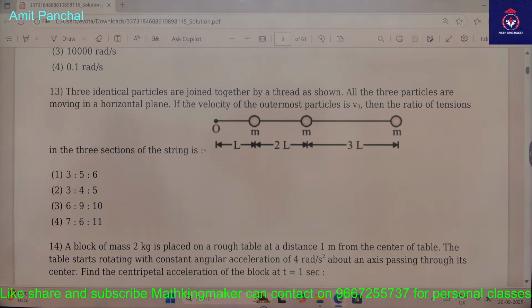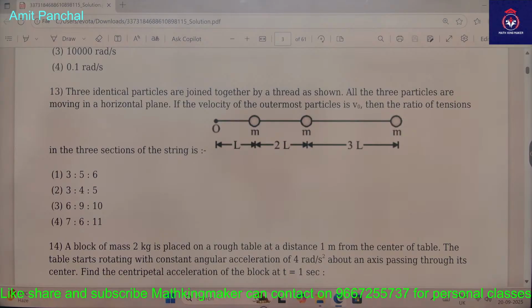Tension will be depending upon what? How are you finding tension? Tension will be equal to the applied force. How much force they are applying? We need to find that. They only give us the velocity. We need to find out that force.